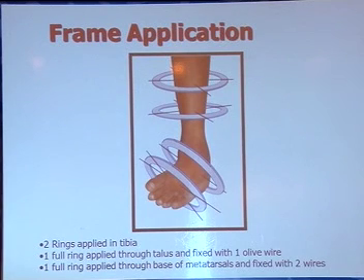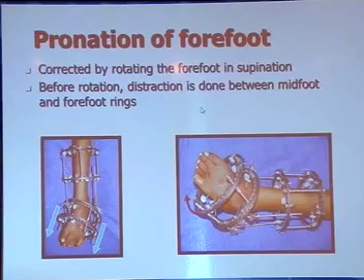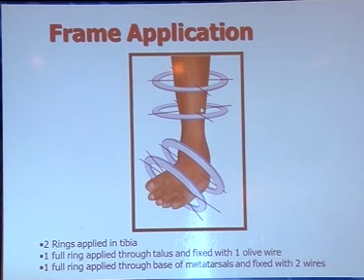So a very simple technique. Only 7 wires: 2 wires over here and 2 wires here. This wire will be at the junction of the lower third and middle third of the tibia. These wires are at the junction of the upper third and middle third of the tibia. You put one olive wire over the base of the head of the talus, 2 wires at the first and second metatarsal, and another at the 4th, 5th and 3rd metatarsal.